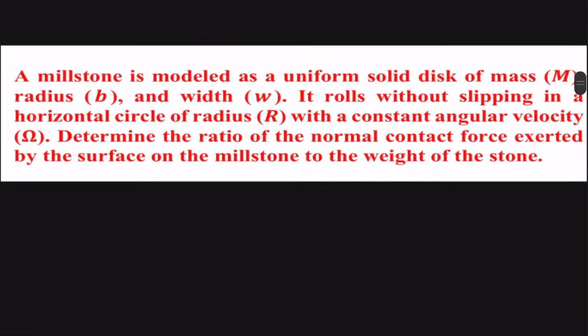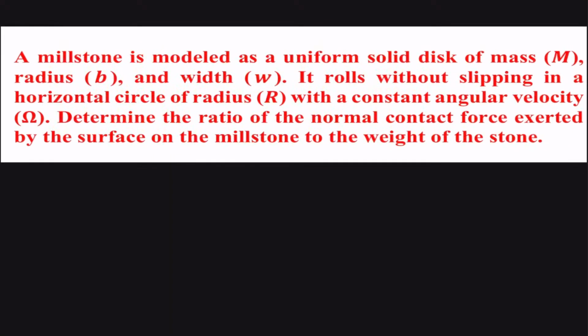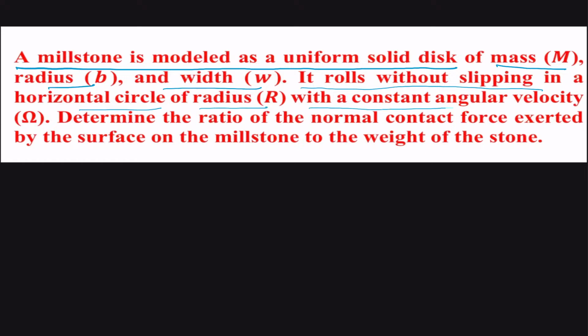It states that a milestone is modeled as a uniform solid disk of mass m, radius b and width w. It rolls without slipping in a horizontal circle of radius r with a constant angular velocity omega. Determine the ratio of the normal contact force exerted by the surface on the milestone to the weight of the stone.